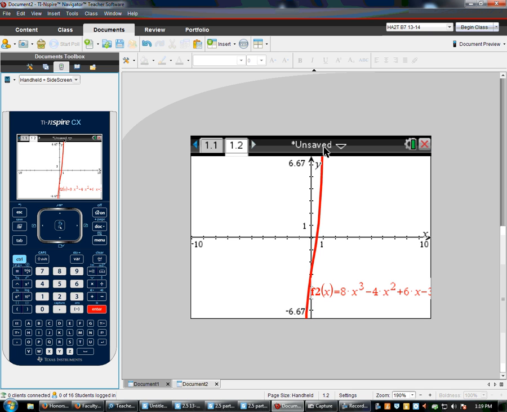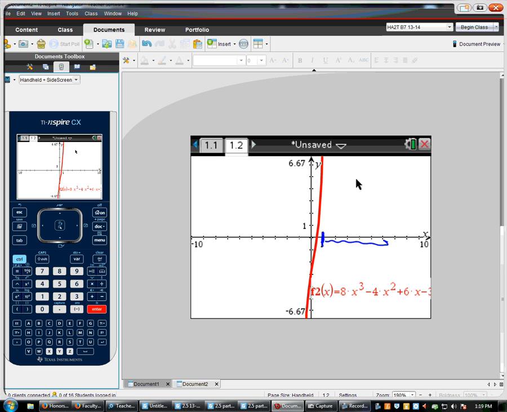Sure enough, it's got kind of a strange shape, but we see that 1 is an upper bound for the zeros because we see no zeros to the right of 1. Here's 1. There are no zeros to the right of 1. And -1 is a lower bound because there are no zeros to the left of -1.